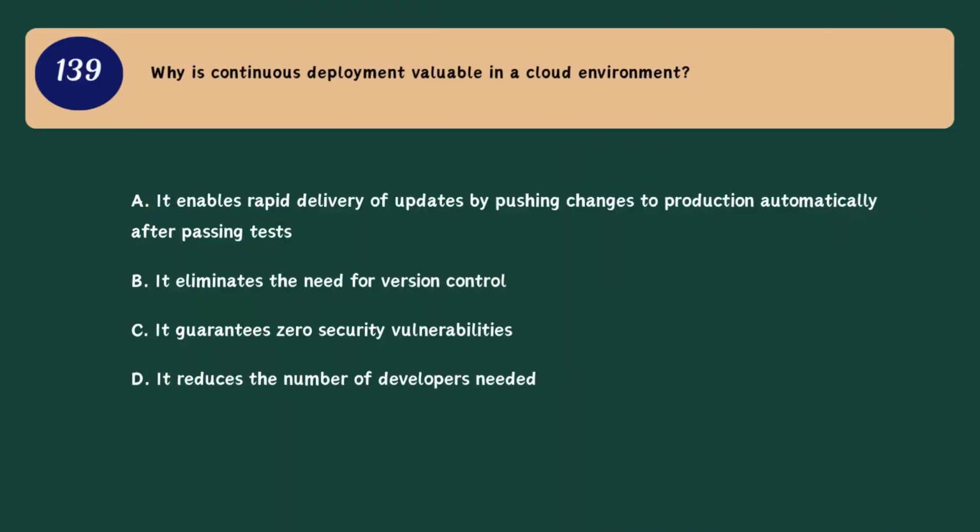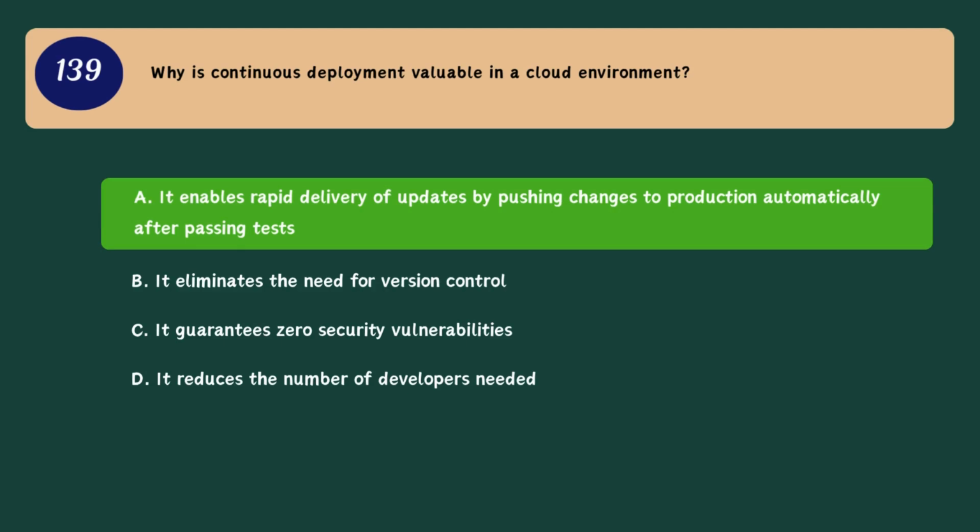Question 139. Why is continuous deployment valuable in a cloud environment? A. It enables rapid delivery of updates by pushing changes to production automatically after passing tests. B. It eliminates the need for version control. C. It guarantees zero security vulnerabilities. D. It reduces the number of developers needed.